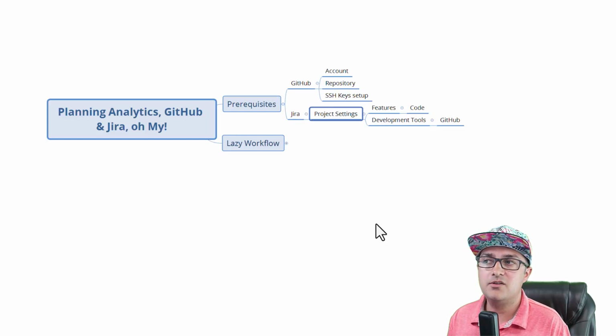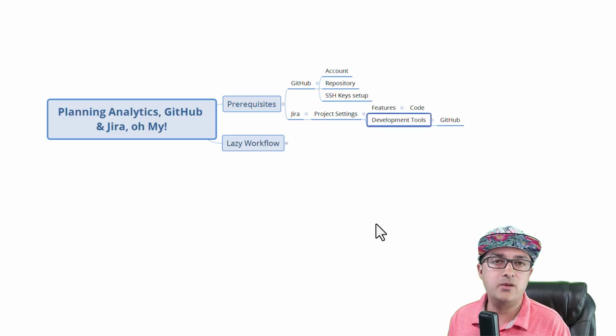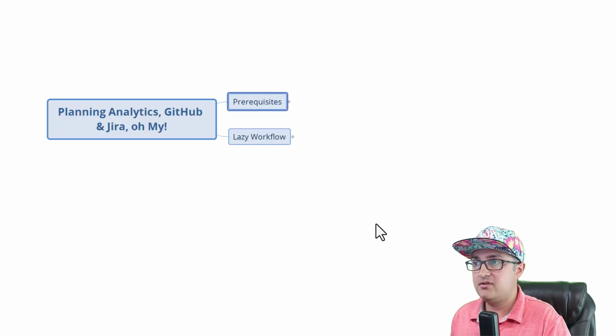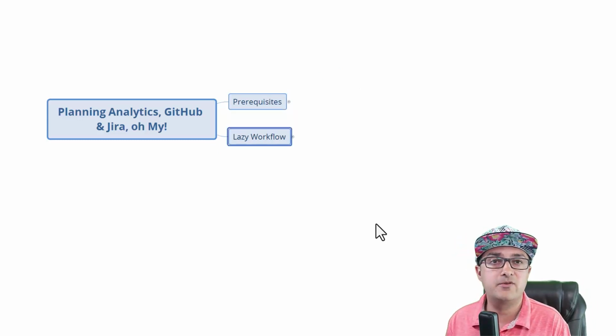In Jira, you'll also need a project set up with some specific settings. Under features, you'll need the code feature set up, and under development tools, you'll need the GitHub integration set up with a link into your GitHub repository. Once you've got those all set, you're set up for doing the lazy workflow.